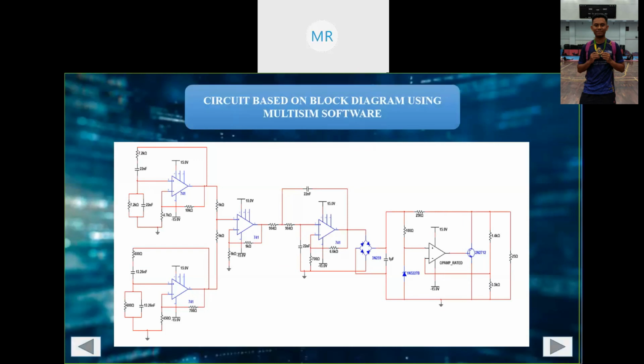So this is a circuit based on the block diagram using Multisim. This is all that we combine: oscillator 1, oscillator 2, next the rectifier. After that we combine it with the voltage regulator, and one more thing is the active low pass filter.